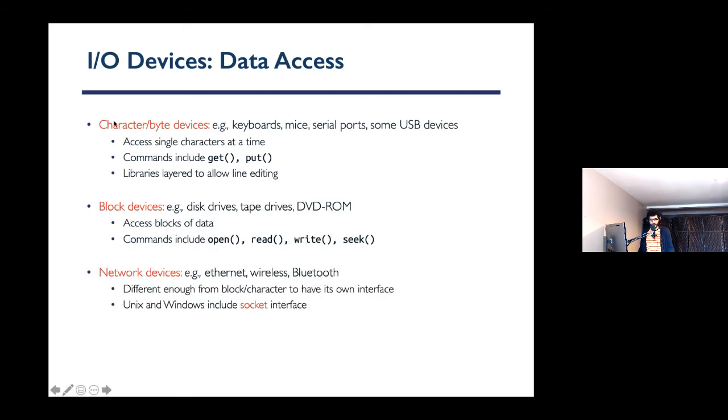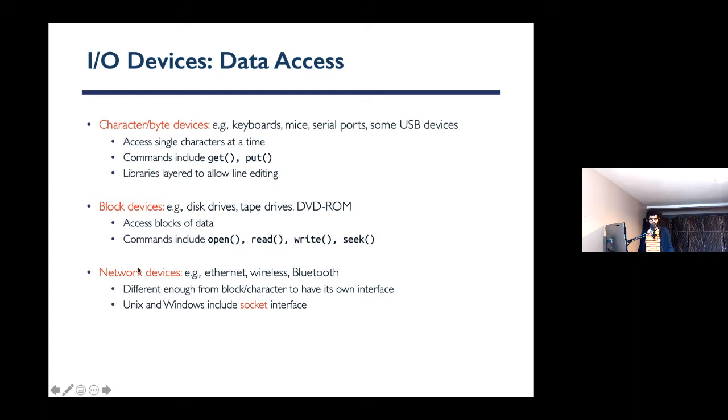So with devices that are byte accessible, you usually use functions like get and put to communicate with the device byte by byte. For devices that are block accessible, you usually use the API that we talked about. You open them, you read them, write them, seek somewhere in that device range, memory range.